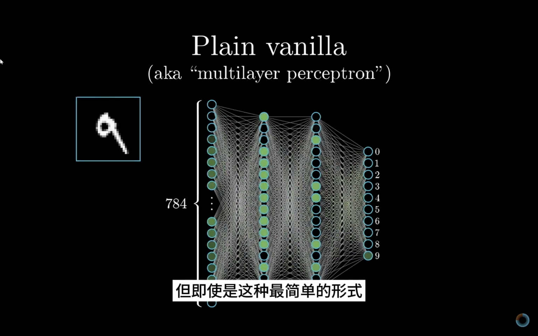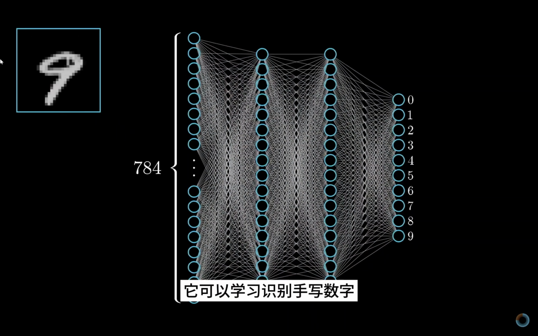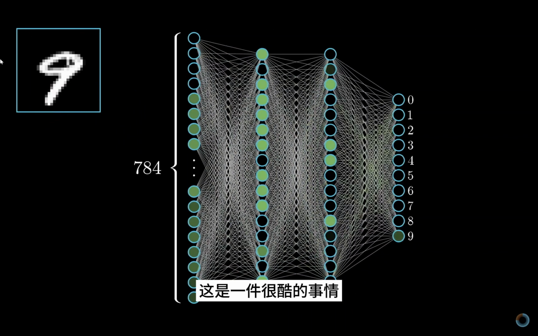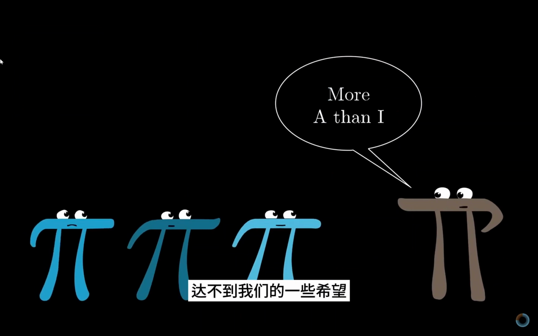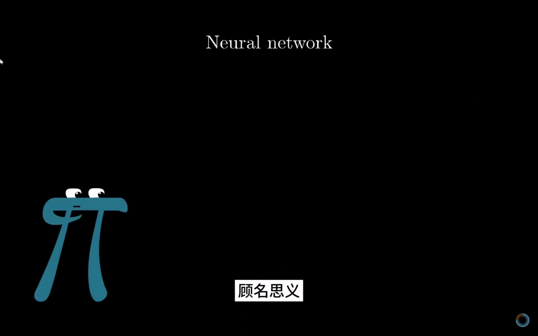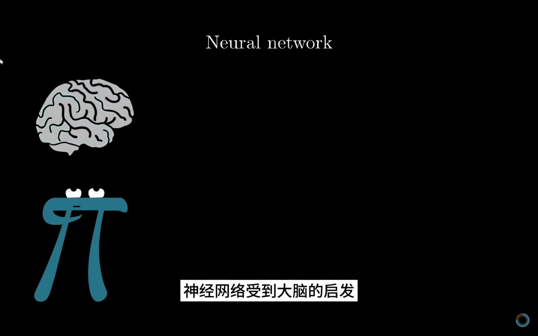But even in this simplest form, it can learn to recognize handwritten digits, which is a pretty cool thing for a computer to be able to do. And at the same time, you'll see how it does fall short of a couple hopes that we might have for it. As the name suggests, neural networks are inspired by the brain.